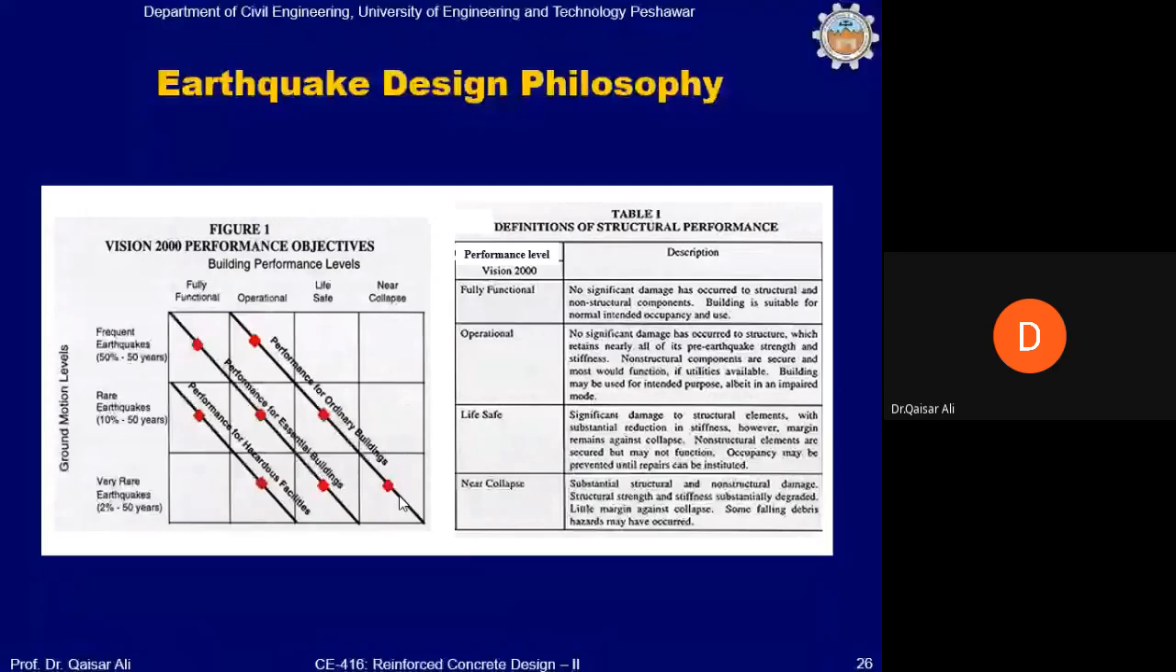Then coming to the explanation of the fully functional. Fully functional means no significant damage has occurred to structural and non-structural components. A building is suitable for normal intended occupancy and use. Operational means no significant damage has occurred to structure which retains nearly all of the pre-earthquake strength and stiffness. Non-structural components are secure, and most would function if utility is available. Building may be used for intended purpose, albeit in impaired mode.